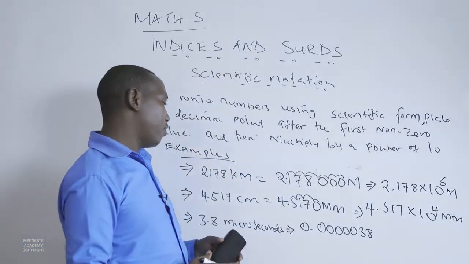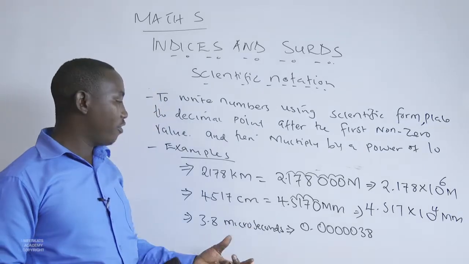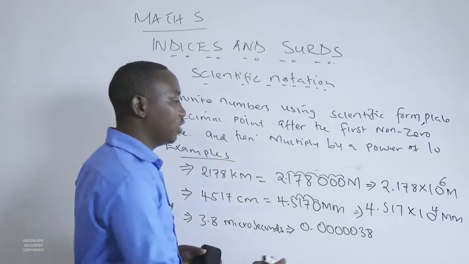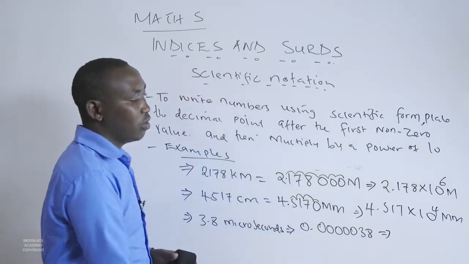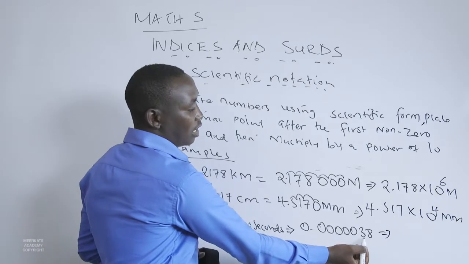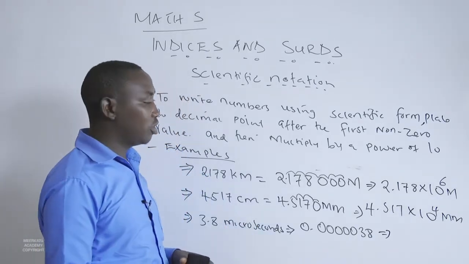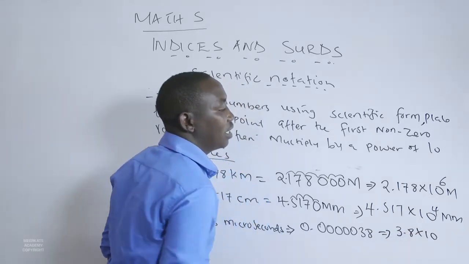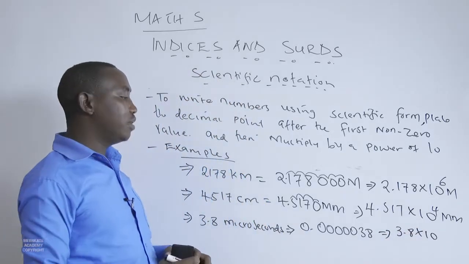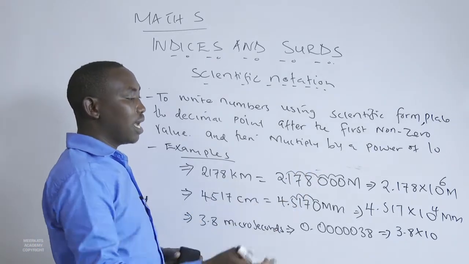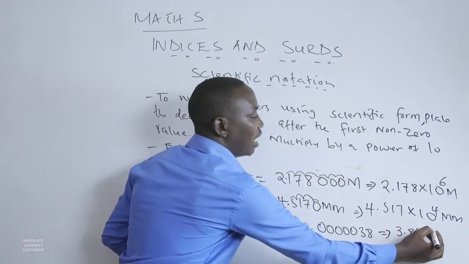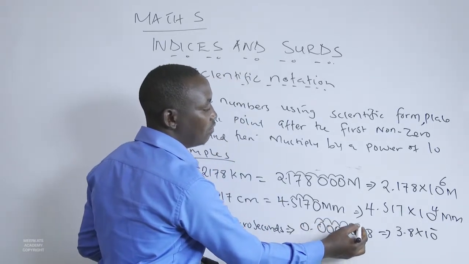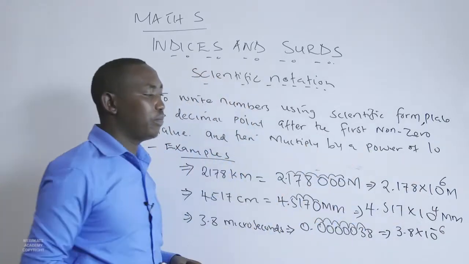Microseconds. So if you need to move forward and convert this into scientific notation, then you are going to look for the first non-zero, which is 3. Then after it, you place a decimal point. So this will give us 3.8 times 10 raised to. Now, because this time you have moved towards the right-hand side, it's going to be a negative power, and that will be 1, 2, 3, 4, 5, 6. So negative 6.